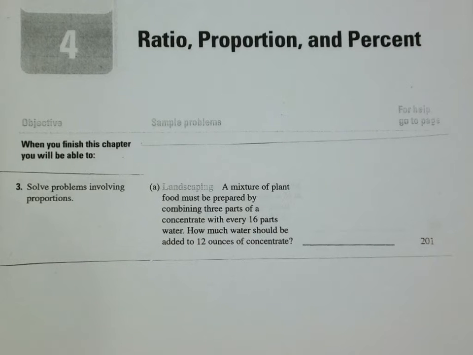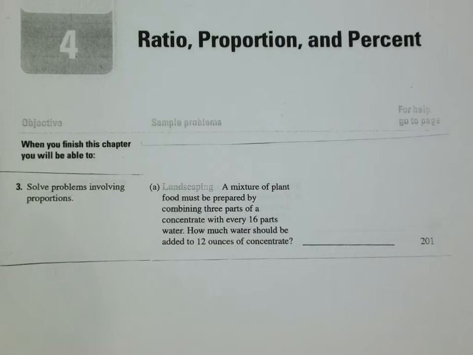And so, as we previously discussed, a ratio is a comparison using division of two quantities of the same kind, both expressed in the same units. Remember that, both expressed in the same units. And then, of course, a proportion is an equation stating that two ratios are equal.